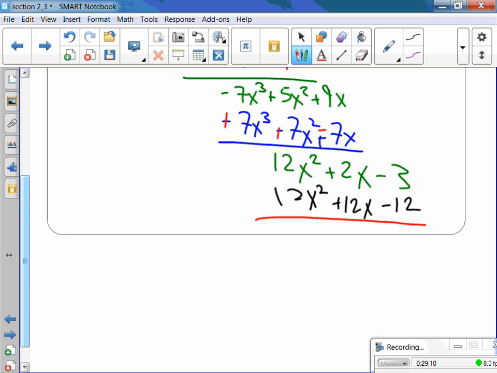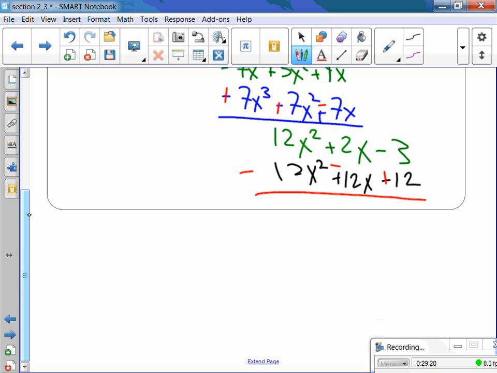I'm sorry? You're left with 9. Oh, wait. 2x and a negative 12x. Negative 10x. Do I go any further? Why not? How do I know that's my remainder?